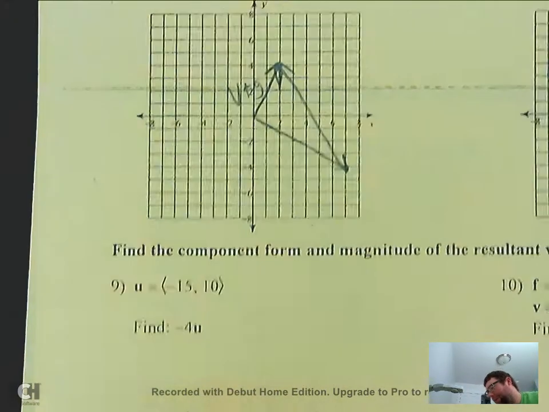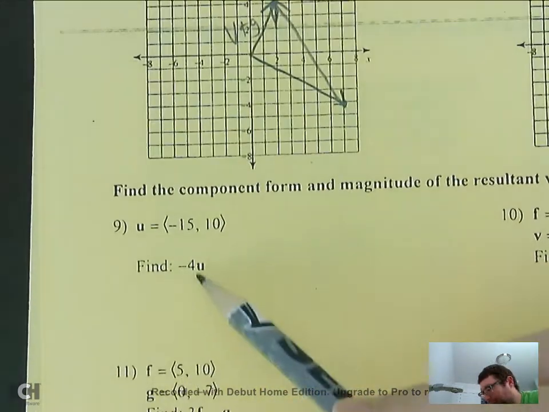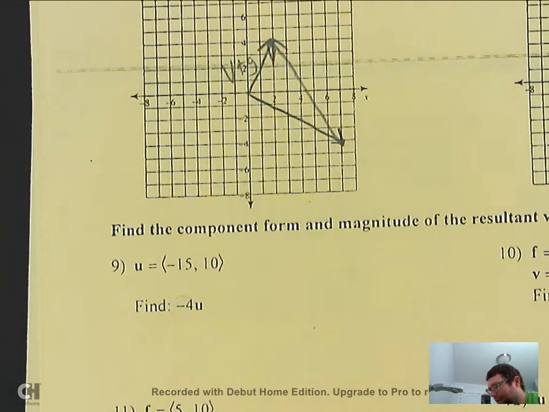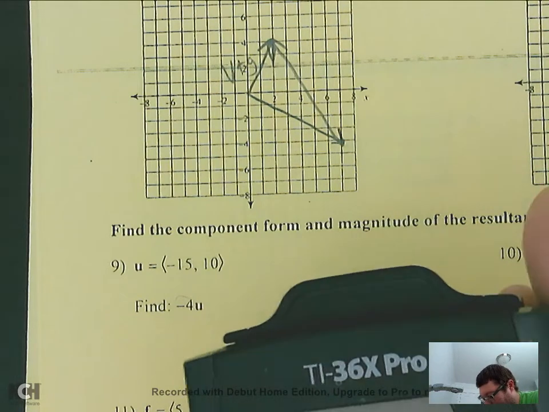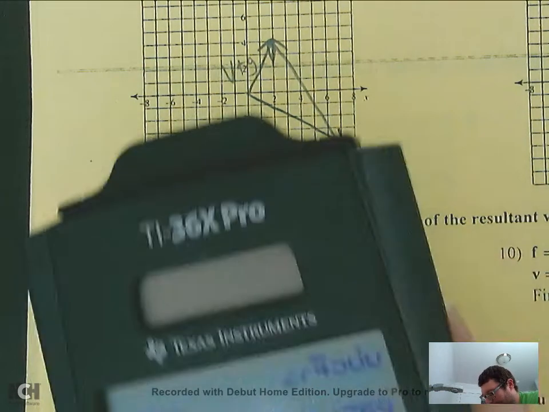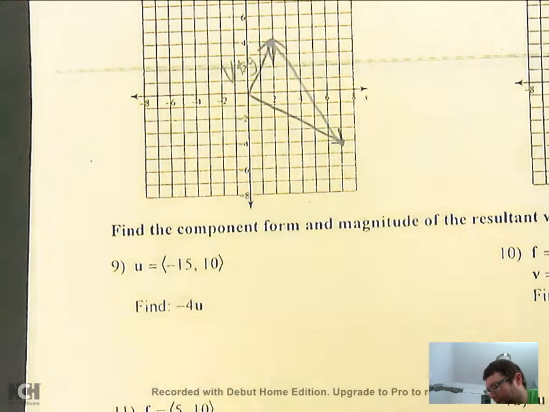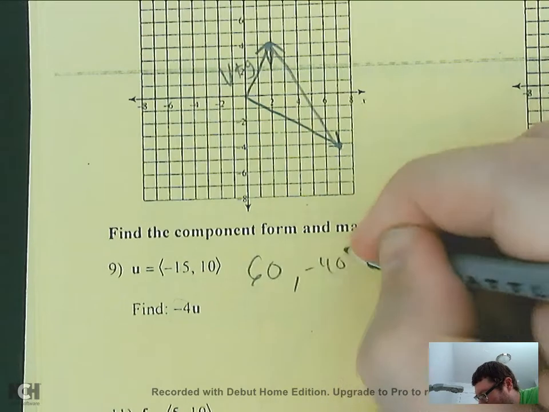Okay, now this time we're just doing it without graphing. So again, if it's a scalar, if there's a number in front, it's just multiplying those numbers. And it wants me to find the magnitude this time too. So I've got to find a couple of things. First I'm going to find the components, and then I'm going to find the magnitude. So negative 15 times... that gives 60. And then it would be negative 40. So there's my new components.